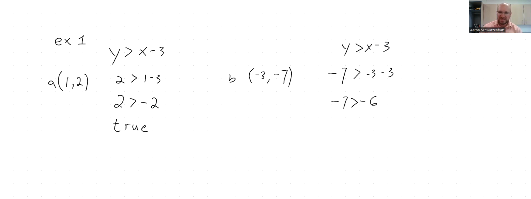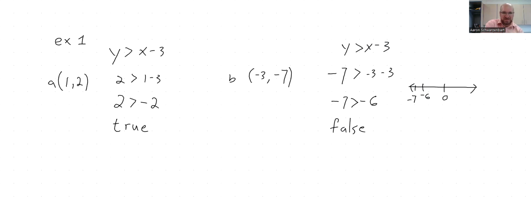This is false. If I'm thinking about it on a number line, I've got 0 here. I got negative 6 here. I have negative 7 over here. That is less than. So my inequality should have the small end pointing at the negative 7. It does not. So that is a false statement. It is not true.